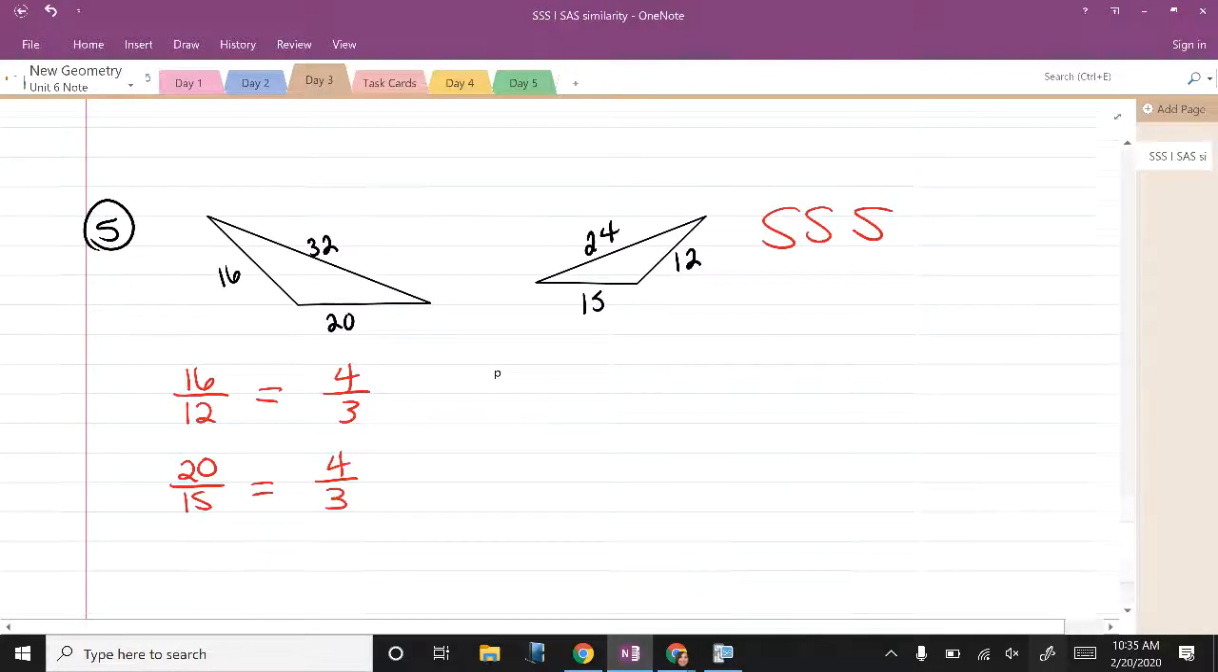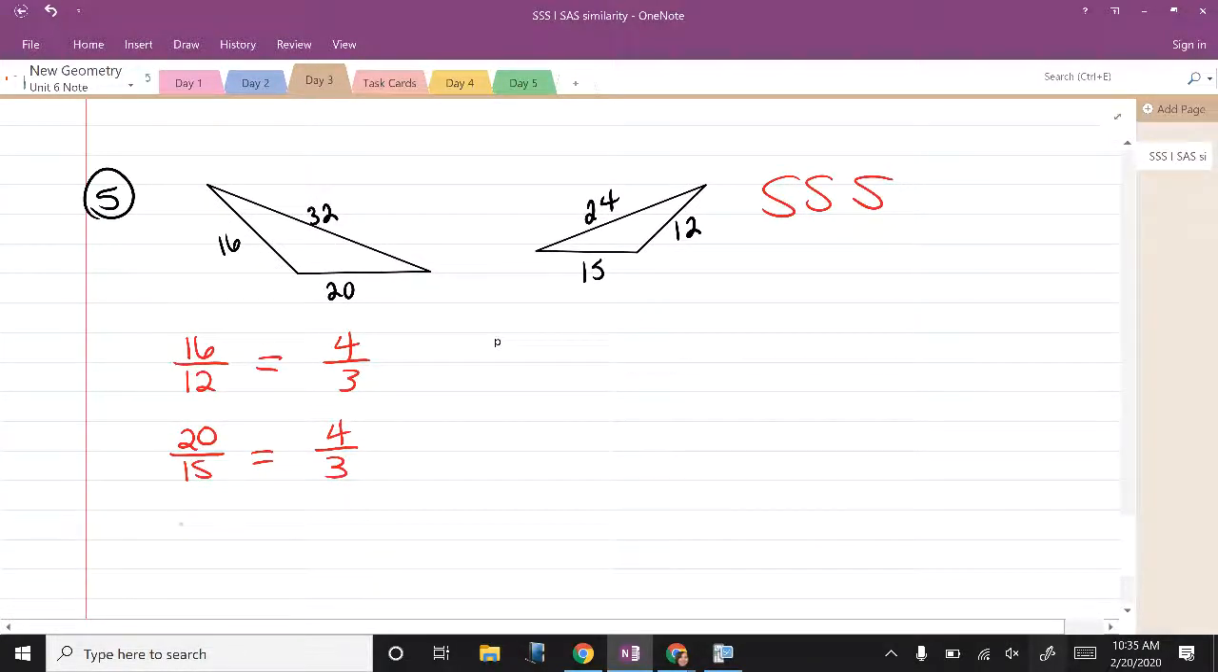And then the longest side in the first triangle is over what's the longest side in the second triangle? 24. I can divide those both by 8, right? Do I get 4 over 3? Yes. So yes, they are similar.